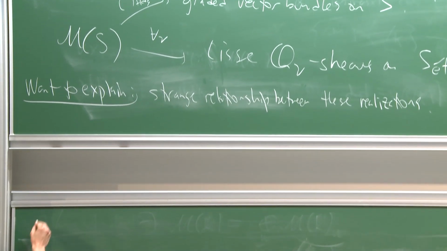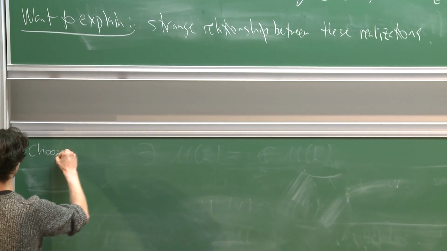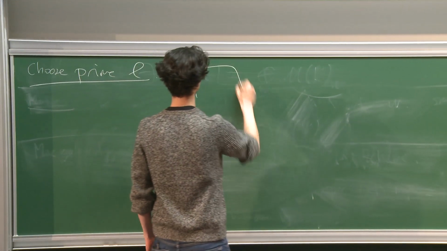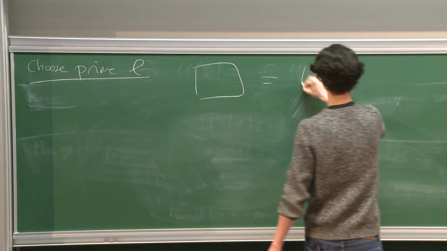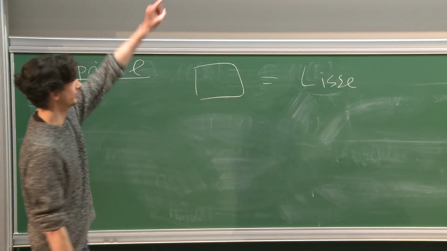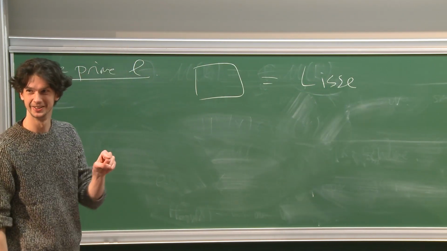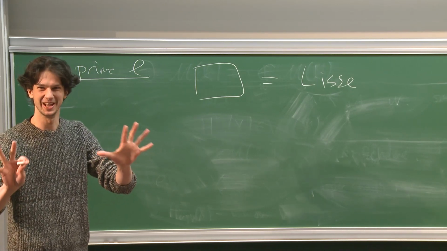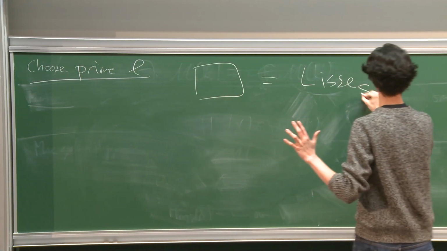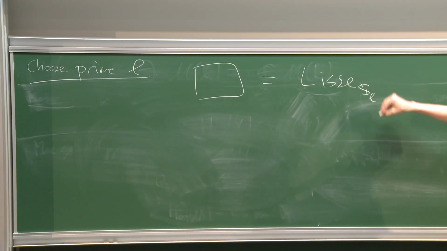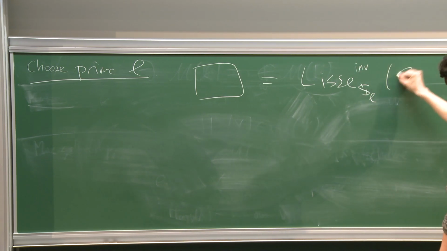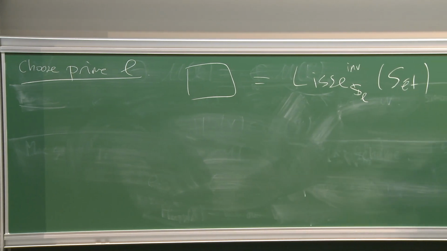So that's where our prime L comes in. So choose a prime L. Then this black box that I'm going to describe is going to be L-adic sheaves, not over QL or over ZL, but over the L-adic sphere spectrum. They're going to be of rank 1, so to speak. They're going to be invertible L-adic sheaves over the L-adic sphere spectrum on the étale site.